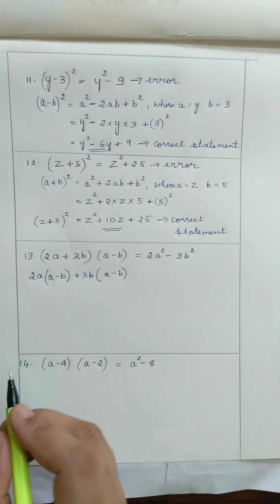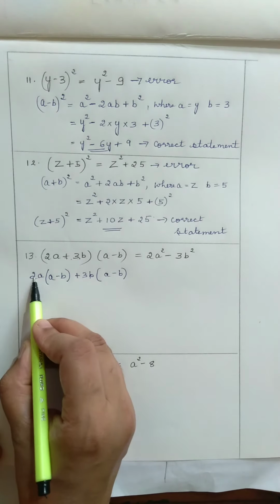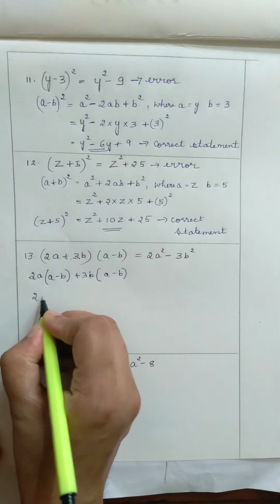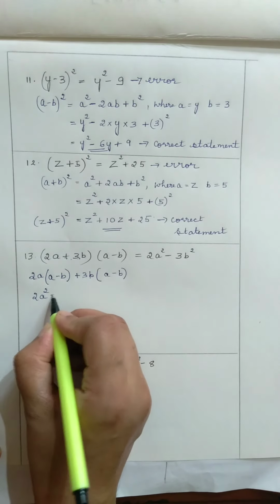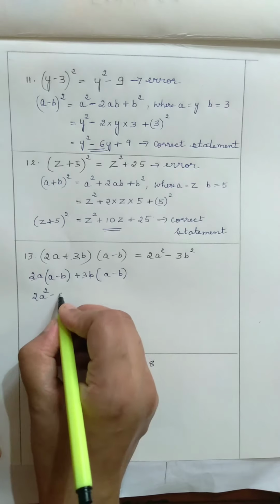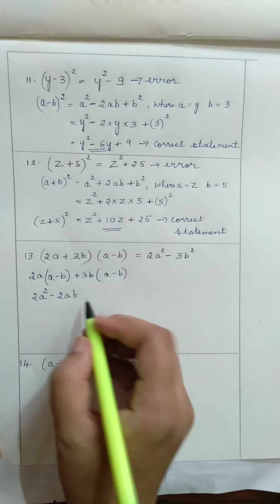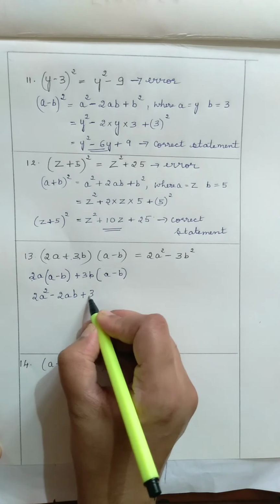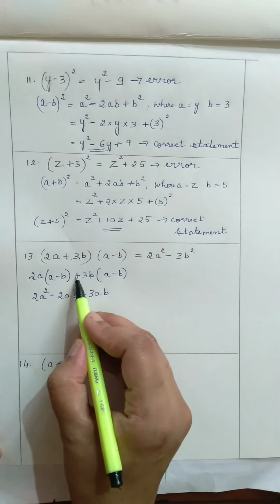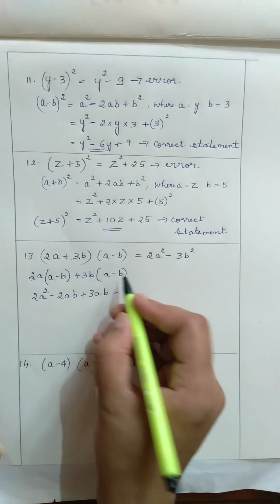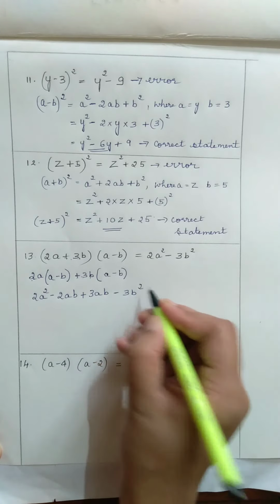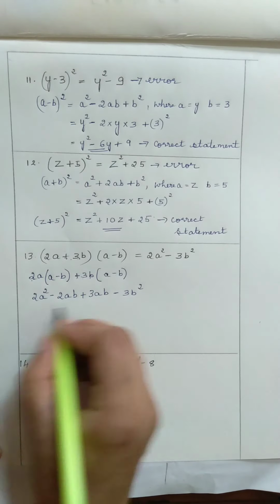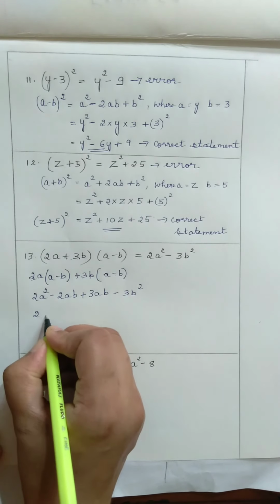Therefore, in the next step, multiply 2a to a as well as to b. Therefore, 2a into a is 2a square, minus 2a into b is 2ab. After that, plus, we have plus 3b into a, let us write it in order, 3ab. Plus into minus is minus 3b into b, it is 3b square. Therefore, in the next step, let us rearrange this expression, such as 2a square.